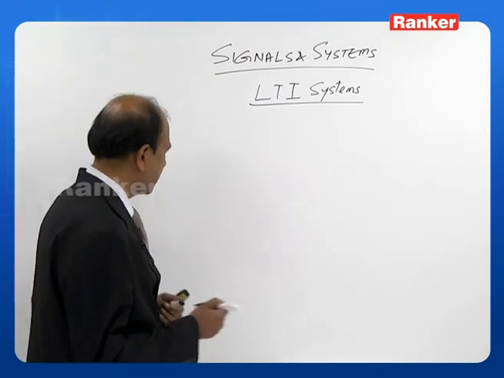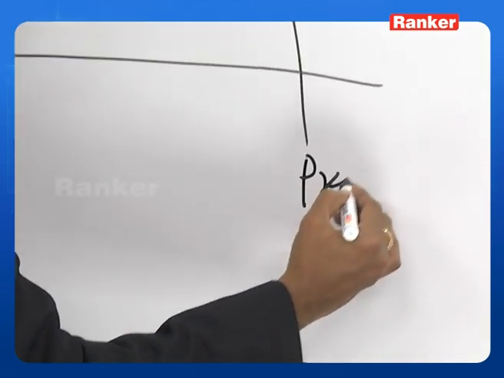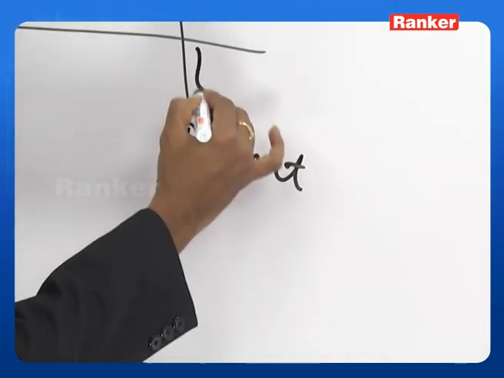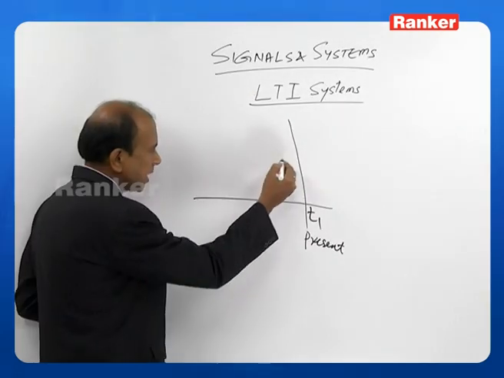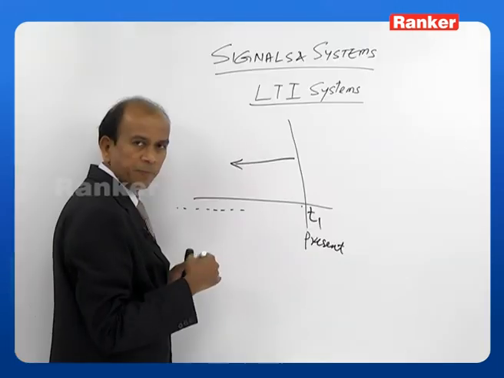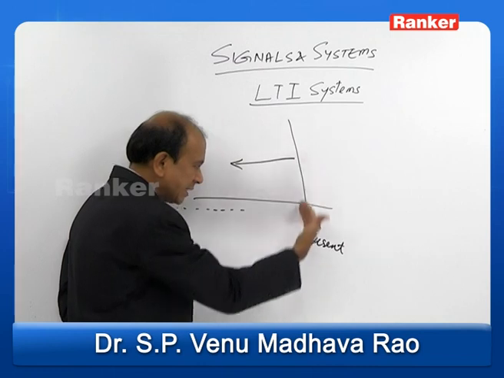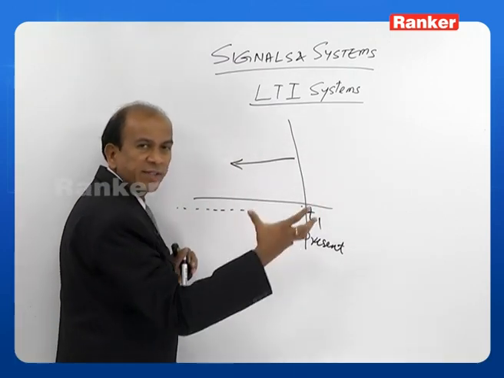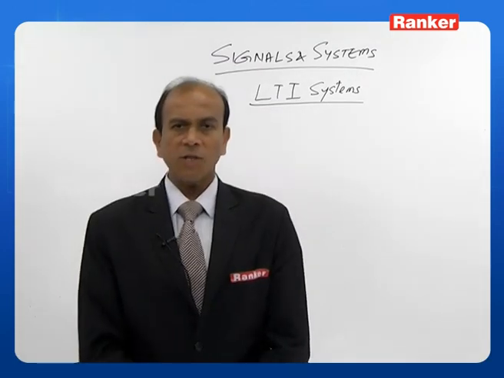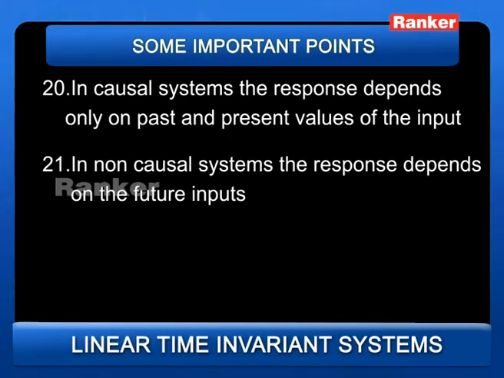That means, if I take a system, let us say this is my present time t1, then this has a past here. So, from here up to this t1, your system is dependent. Your system is dependent on the past plus the present, then this is called a causal system. Now, let us look at a non-causal system. So, what is a non-causal system? Opposite to what a causal system is. In other words, in a non-causal system, the response depends on the future inputs.